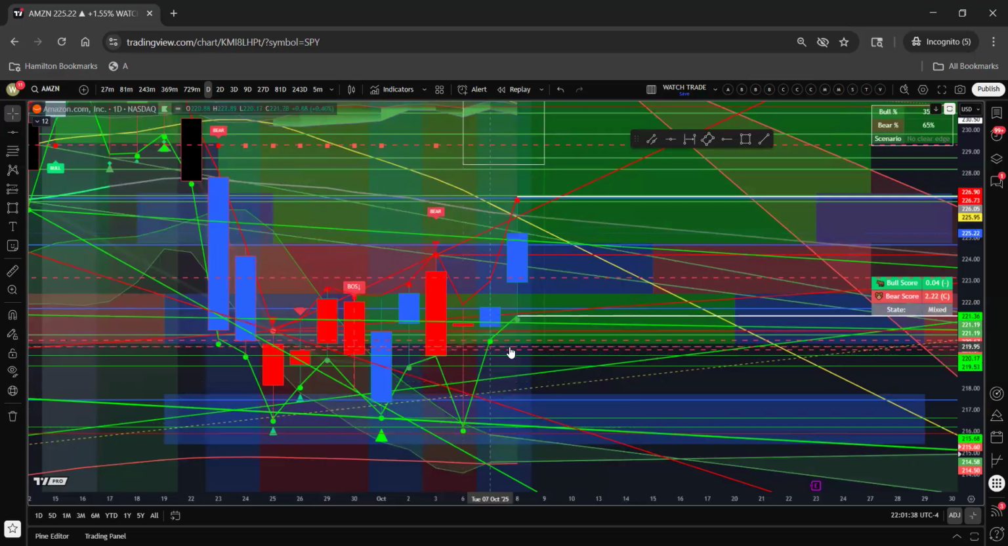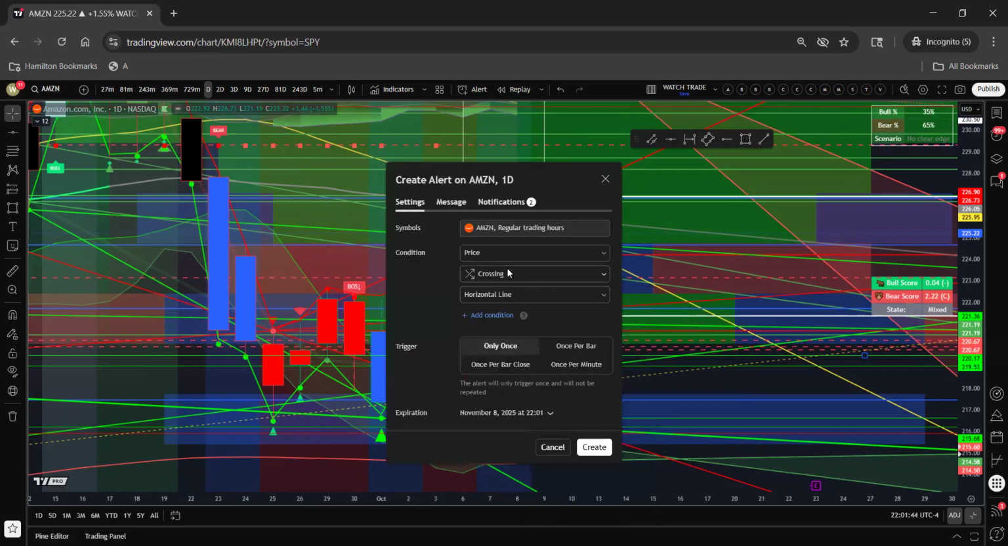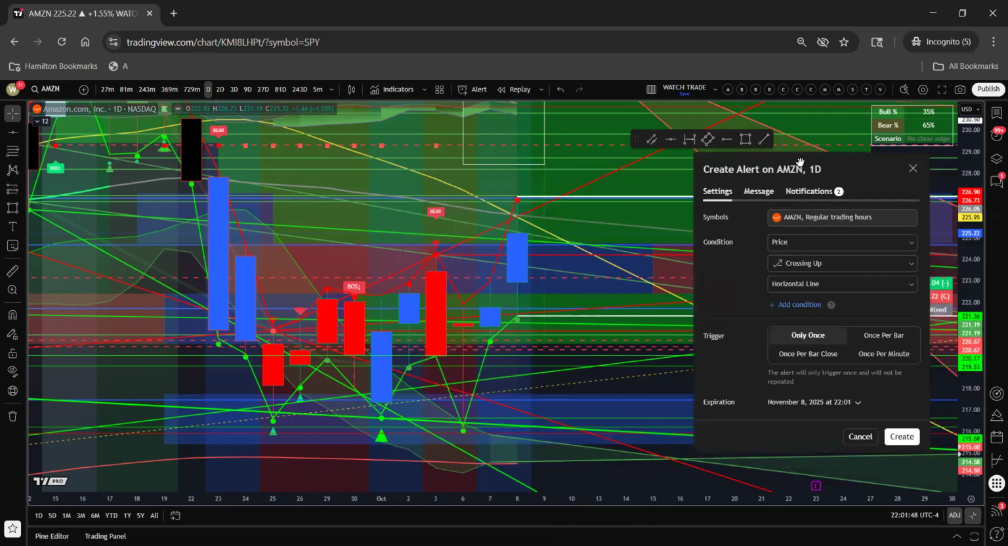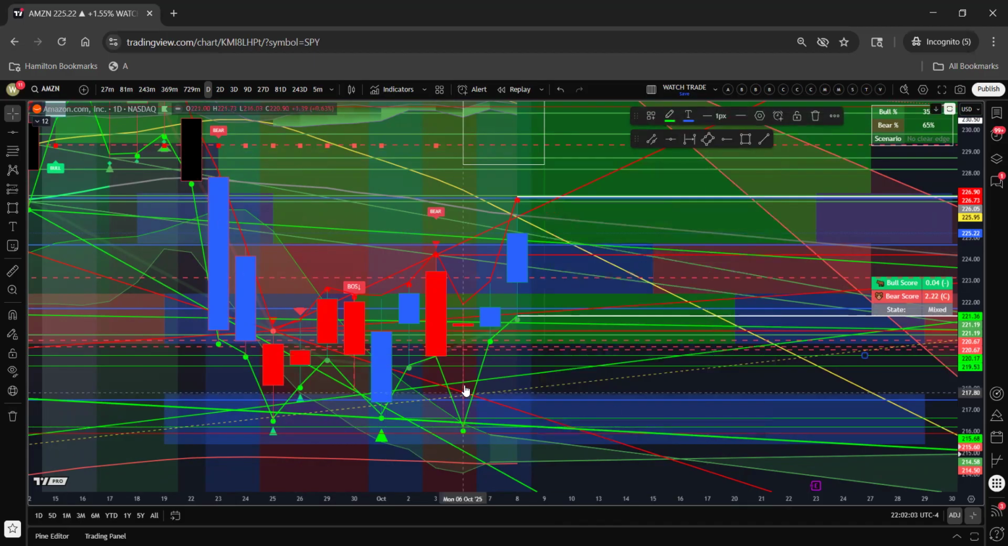Let's say you want to use this line because it'll help you visualize it for whatever reason. Add alert on horizontal line, crossing up, because we're bullish down here. Why wouldn't we be? We're oversold. Name it Long Amazon, leaps, skips, put whatever message you want. If you want the earliest entry possible, this will be it, because this is the turning point right here.